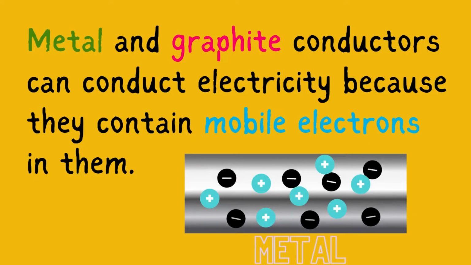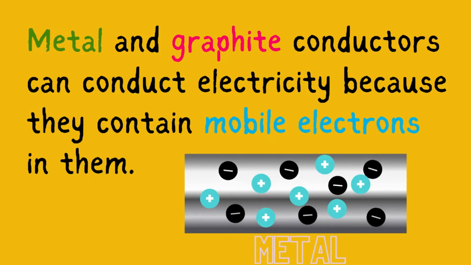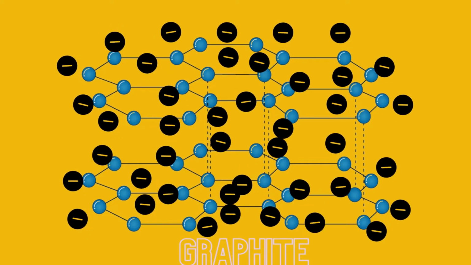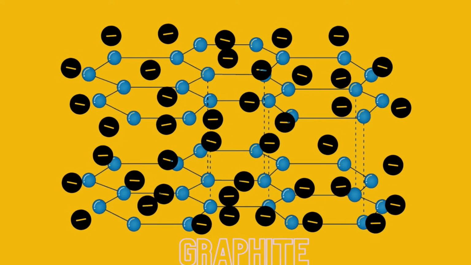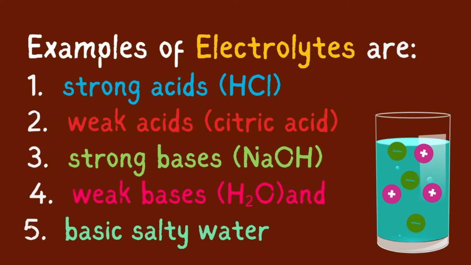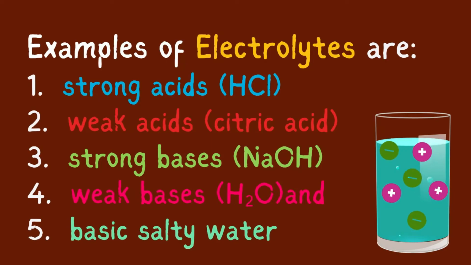Metal and graphite conductors can conduct electricity because they contain mobile electrons in them. Conductors that are electrolytes conduct electricity because they contain mobile ions within them. Examples of electrolytes are strong acids like hydrochloric acid, weak acids like citric acid, strong bases like sodium hydroxide, weak bases like water, and basic salty water.